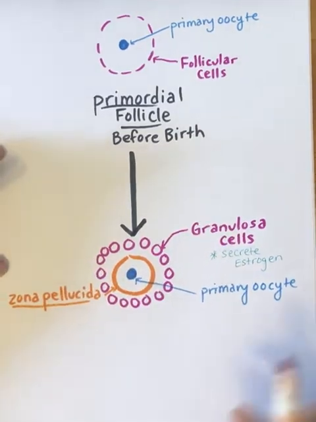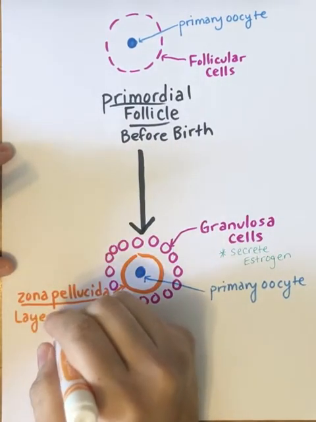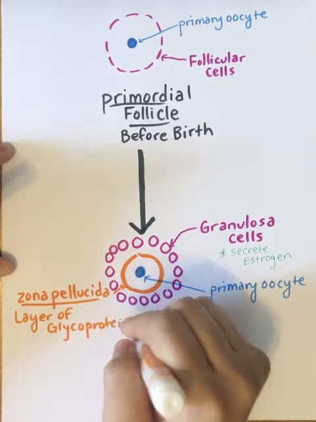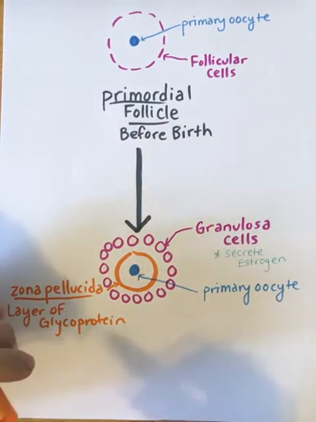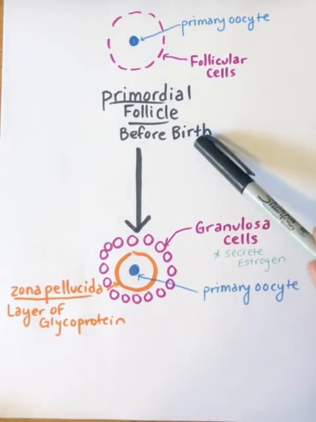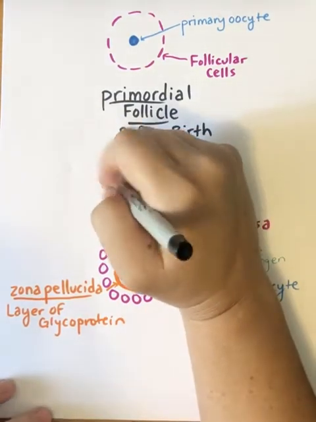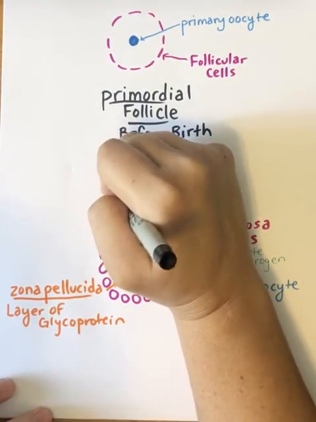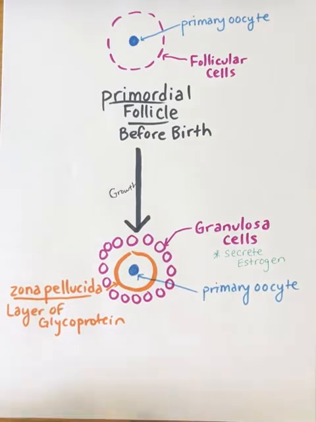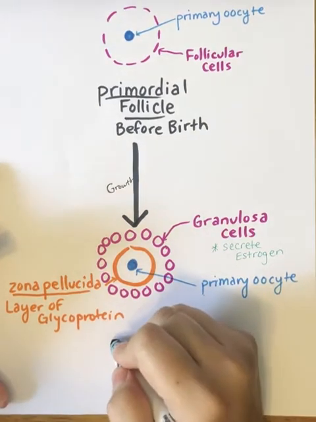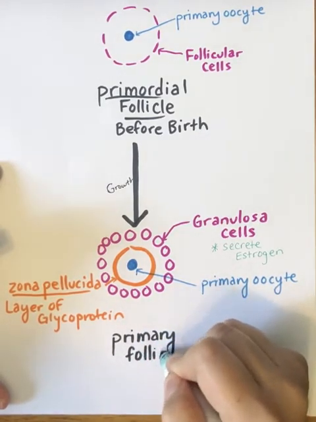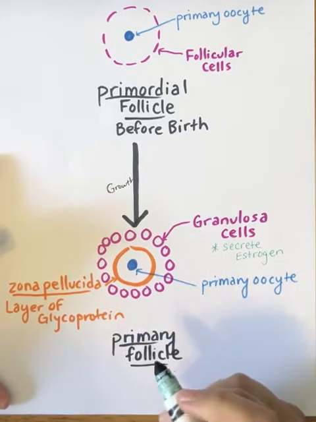The zona pellucida is going to be a layer of glycoprotein that surrounds the primary oocyte. So this is new. So this line represents before birth. So this is going to represent growth. However, this is only going to occur until childhood. This is the next follicle, which we call our primary follicle. So your primary follicle is going to be developed through childhood.